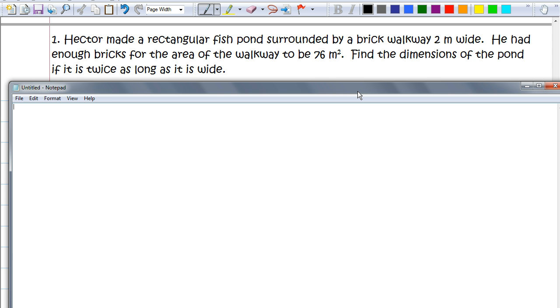Okay. Now, I want you all to think about this and show me with your fingers, is this type 1 or type 2? Type 1 is where you had the frame around it. Type 2 is where you had that L shape around it. Show me with your finger, 1 or 2. I want 100% participation right now. Think about this. I'll give you more time if you really think about this. If you're done thinking, show me with your fingers whether it's type 1 or type 2. Hector made a rectangular fish pond surrounded by a brick walkway.